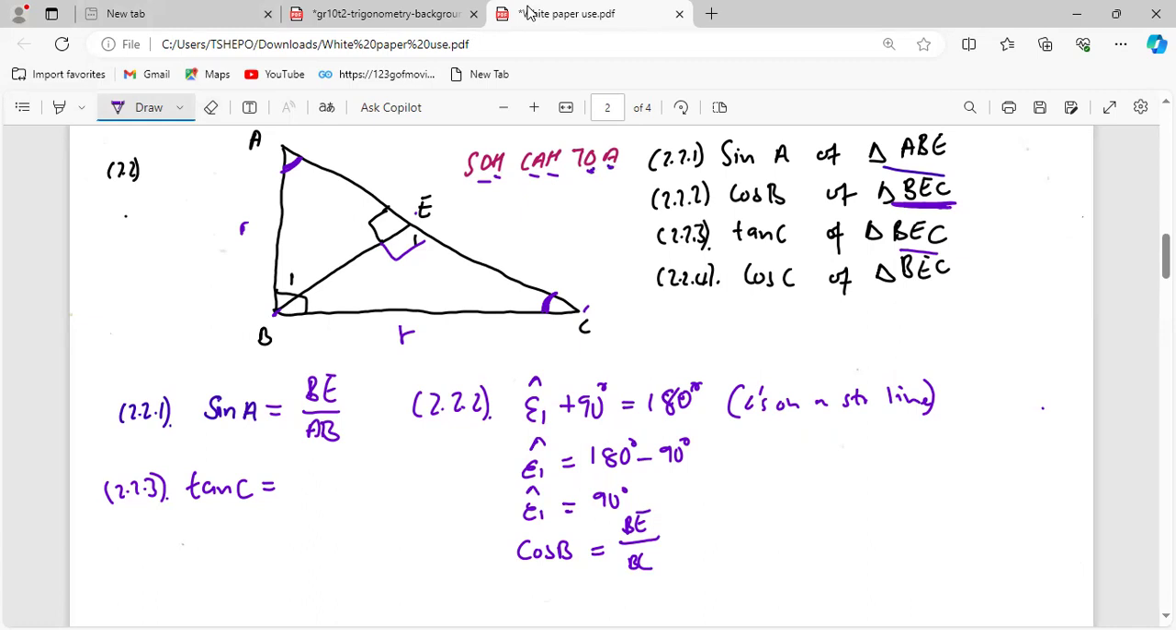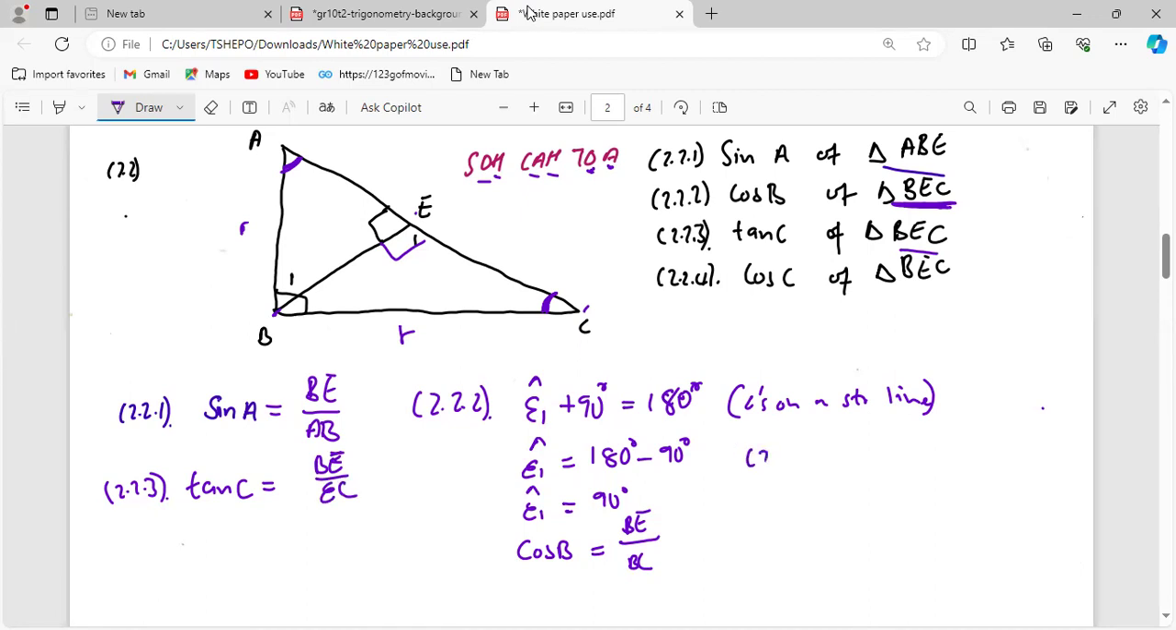So we're going to look for the opposite and the adjacent side to angle C. Which is the opposite side? This is the facing side to this angle, which is BE. So tan C is BE, which is opposite, over adjacent, which is EC. Remember, the hypotenuse is opposite to 90 degrees, so don't confuse that. So it's going to be BE over EC, the adjacent side. Then we are done.